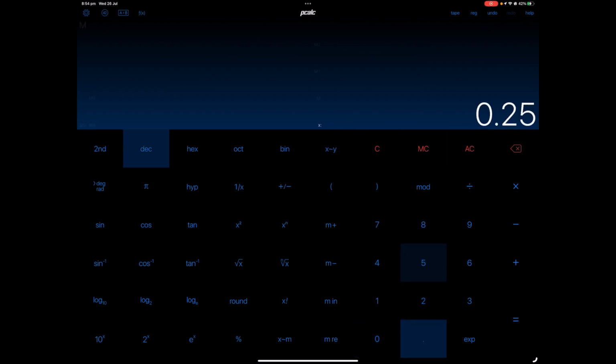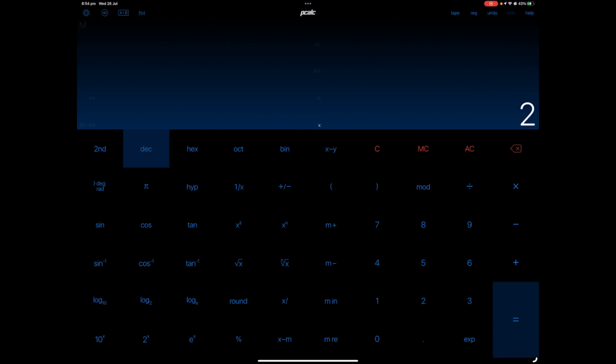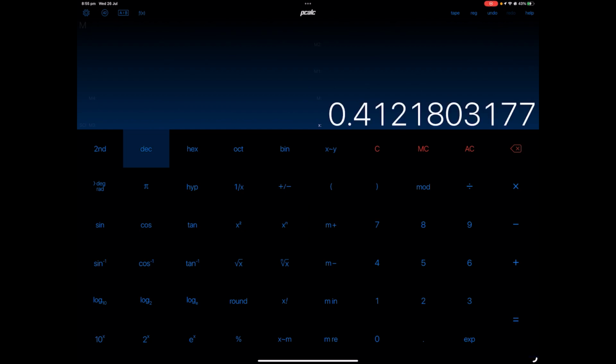Okay, 0.25 multiplied by e to the, there we go, e to the power of 2 equals 0.412, so a quarter of e to the power of 2. I think that sounds about right.